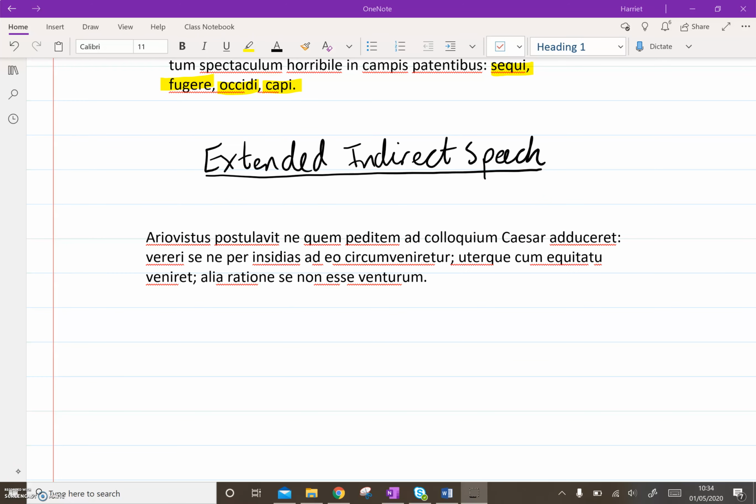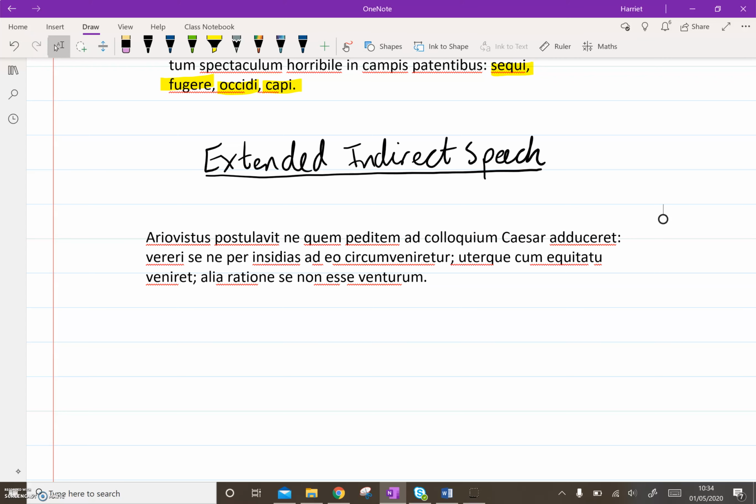Okay, the next little thing is extended indirect speech. Now, we have seen shorter examples of this at GCSE, but it can become a little bit ridiculous in prose translations at A-level. It's very common, and also very easy not to spot and to get confused as to why there seem to be a load of subjunctives or infinitives, and to forget that actually the whole thing started with a verb of saying or stating or believing, etc.